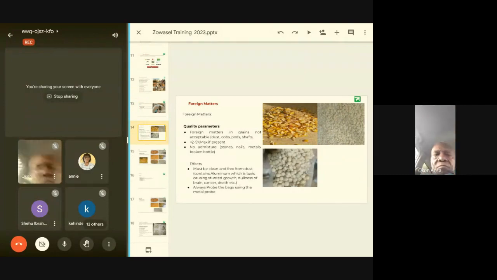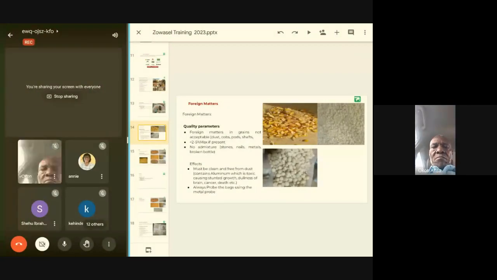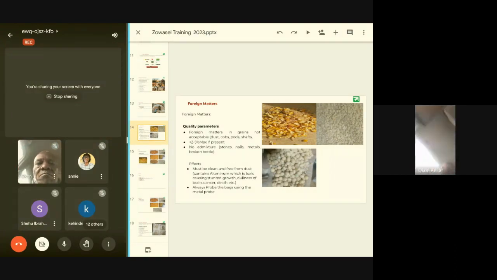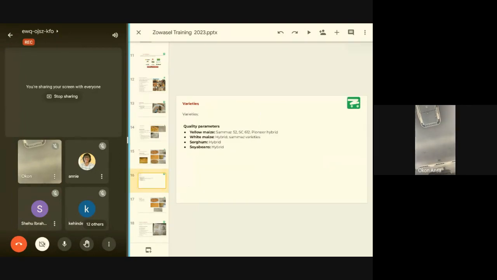So let me emphasize the effects of foreign matter. One of the effects of foreign matter, like dust, sand, and stones in grains, is that it has aluminium content, which is toxic to man, causes stunted growth, dullness in the brain, cancer, and probably death. So it's important for us to use our metal probe in checking these bags to ensure that there is an absence of sand in the packaged grains before supply to our buyers.